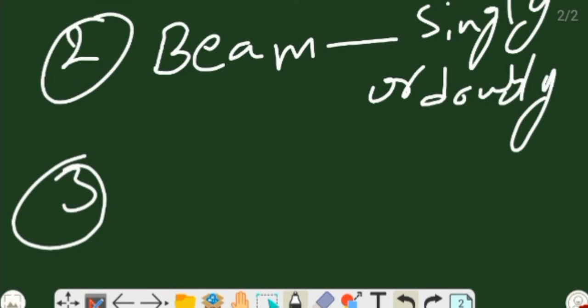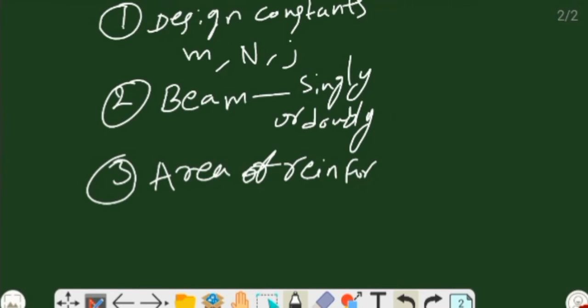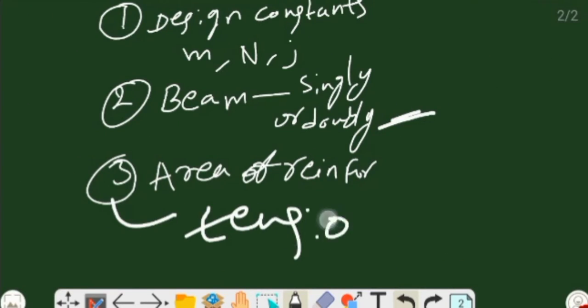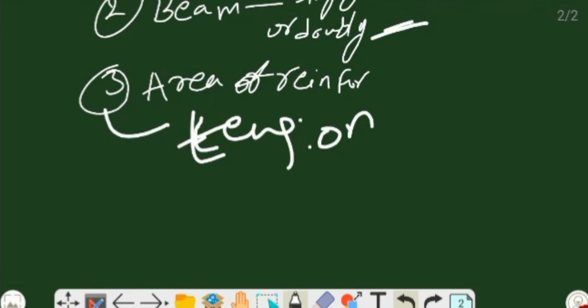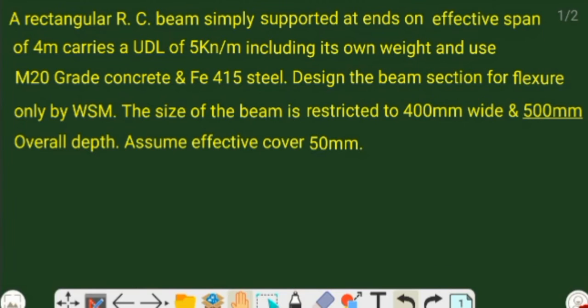We know that area of reinforcement is provided in the tension zone only for a singly reinforced section. If it is a doubly reinforced section, we provide area of reinforcement in both the tension zone and compression zone. Let us see one example.